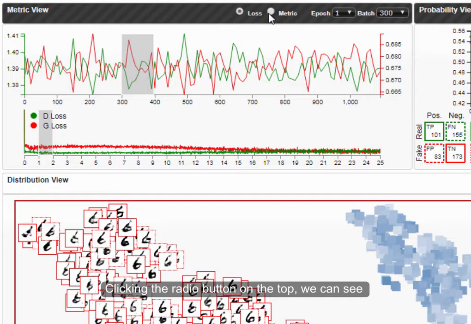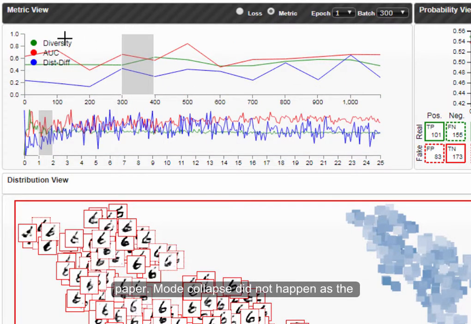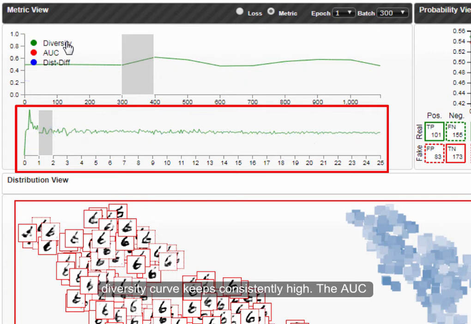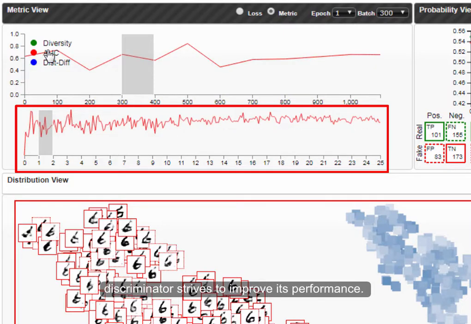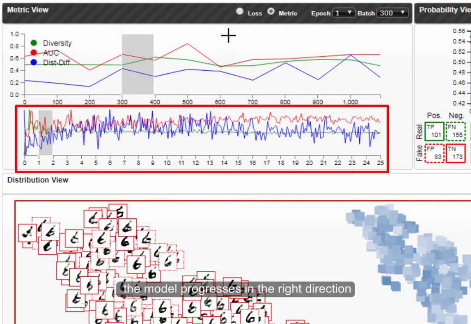In the radio button on the top, we can see the trend of the 3 metrics we introduced in the paper. Mode collapse did not happen as the diversity curve keeps consistently high. The area of the curve is slowly increasing, which indicates that the discriminator strives to improve its performance. Meanwhile, the curve representing the distance between the true data distribution and the learned distribution is declining in later training stages, indicating the model progresses in the right direction.